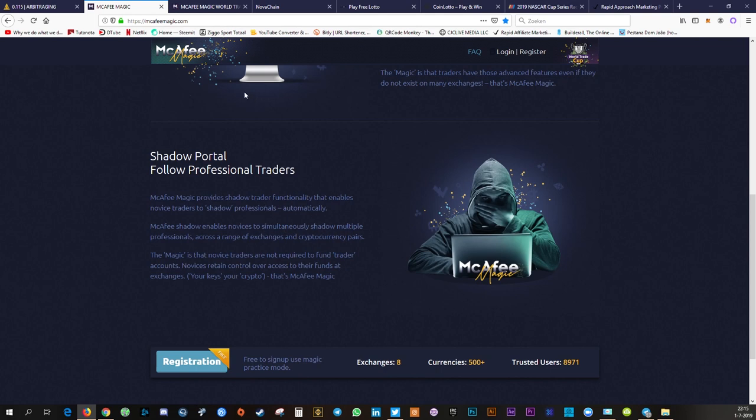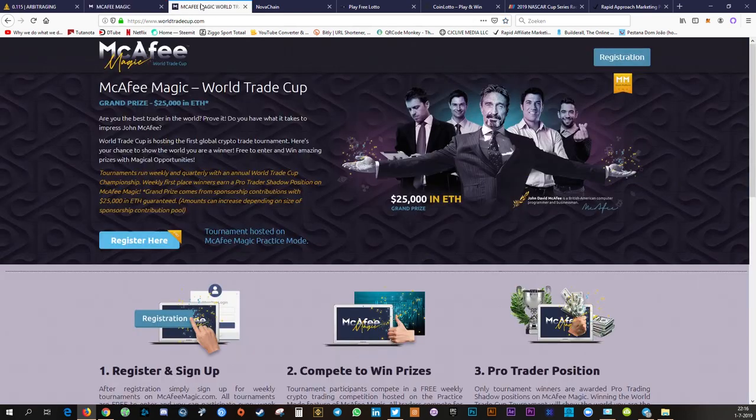With that being said, just recently there has been an announcement from McAfee Magic that he is going to launch his own World Trade Cup. And I think this is really awesome because I've never heard about it, and it gives traders the opportunity to prove that they are the best and gain a position as a pro trader. So you actually have to earn your position to be able to be a pro trader and have people that shadow your trades.